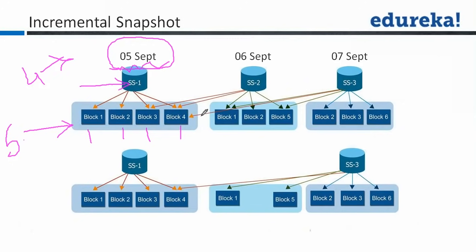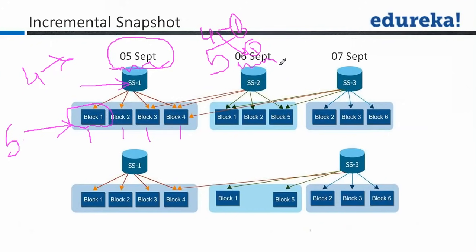Now, for example, you go to day 2. On day 2, some of the data on block 1 was modified, and now your data stands at 5 GB. So 5 GB means out of the 4 GB, the data of block 1 is modified, and you added 1 more GB of data here. And then you take a snapshot. What this snapshot does is, a snapshot is an incremental backup.